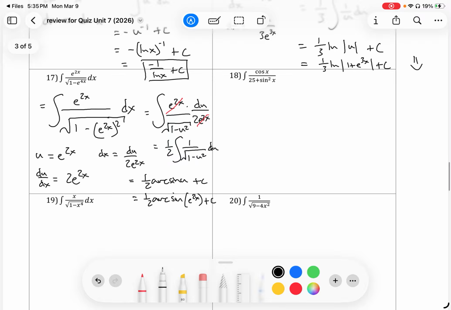Alrighty. On to 18. 18 looks very similar to something we tried before, where I can't just let the denominator be u because the derivative of sine squared x is 2 sine x cosine x. But I can rewrite this as the antiderivative of cosine x over 5 squared plus sine x all squared. So if I let u be sine x, then du dx would be cosine x.